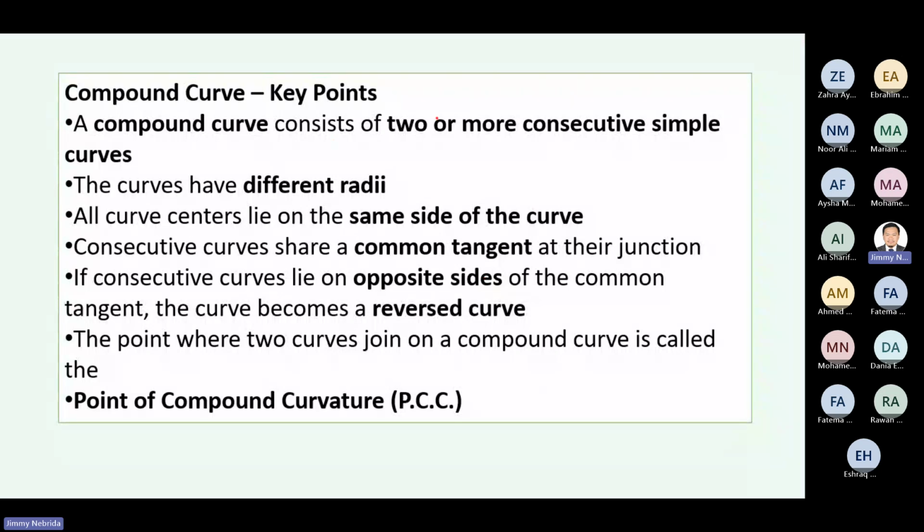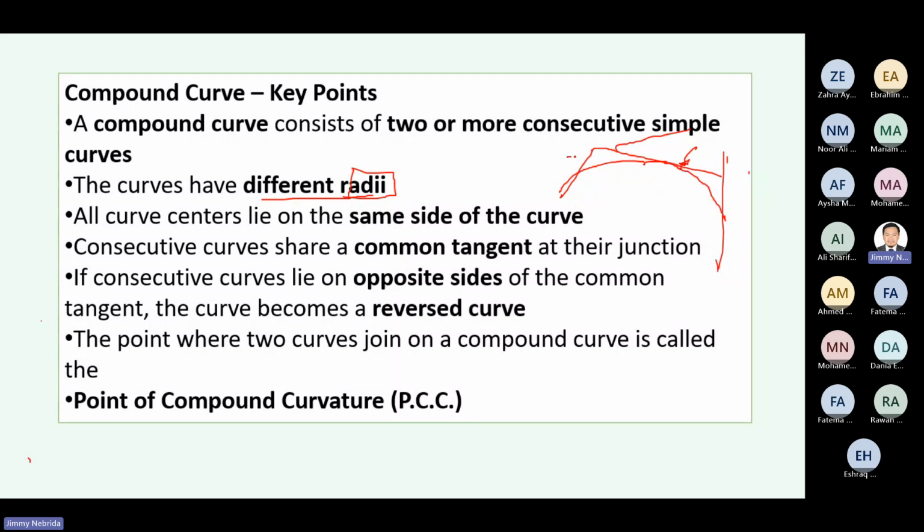So key points here, you have two or more consecutive simple curves. You have different radii, radii is the plural for radius. All curve centers lie on the same side of the curve. Unlike the reverse, where they are in the opposite direction. The consecutive curves share a common tangent because, for example, this is the tangent to the first one. This could be the tangent of the other one. Then here's another tangent. So you see, this one is the common tangent.